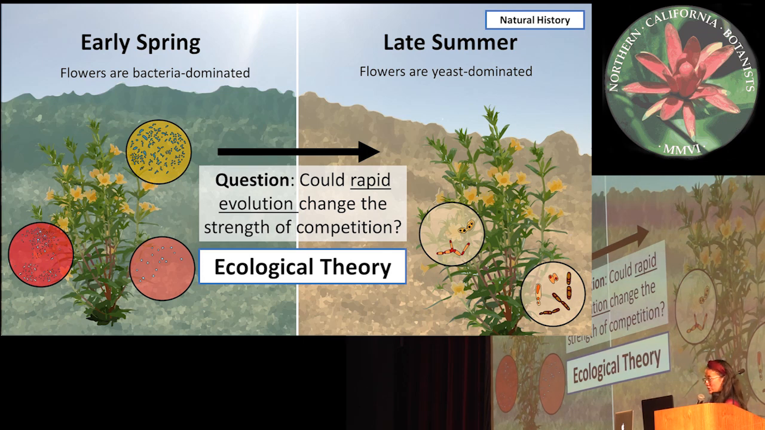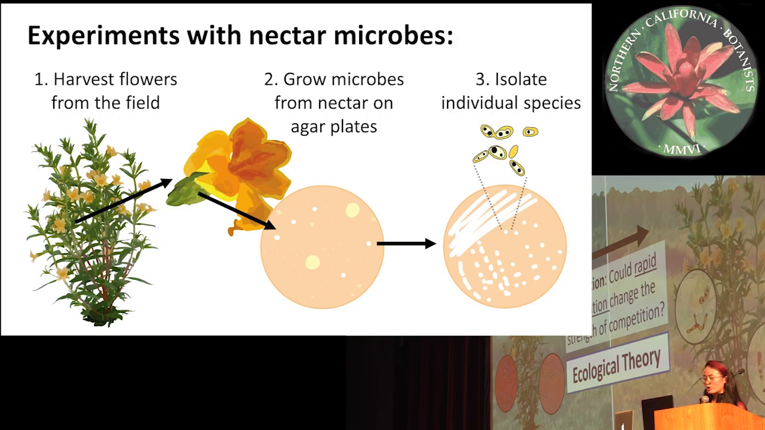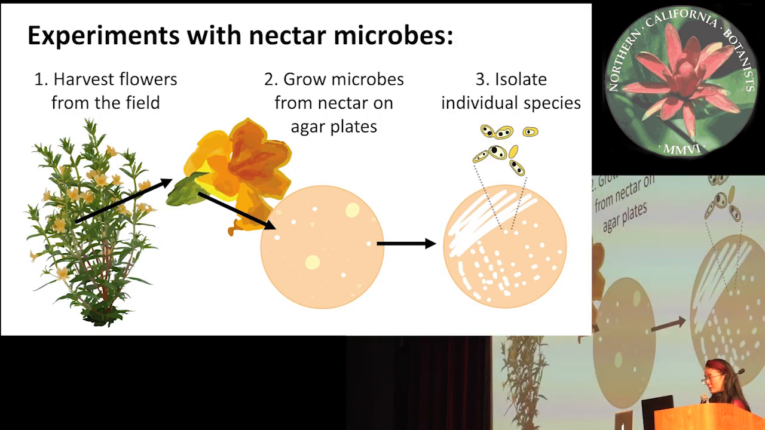So to address this really tantalizing question in the field, it's hard to see rapid evolution, so we decided to turn to laboratory experiments, where we harvested flowers from the field, grew microbes on agar plates, and isolated individual species so we could do experiments with them.